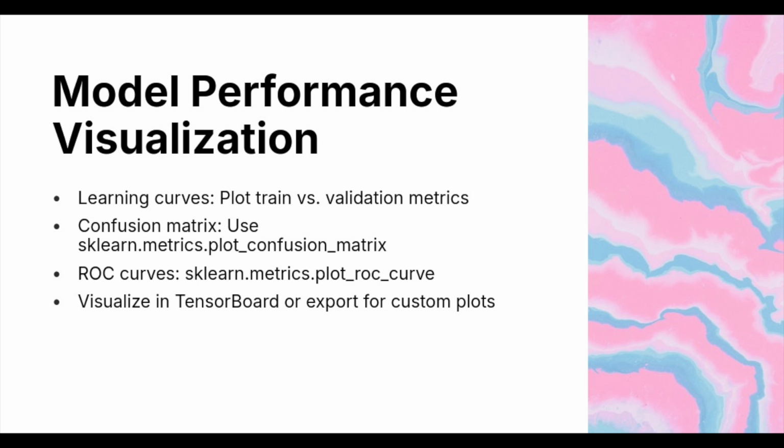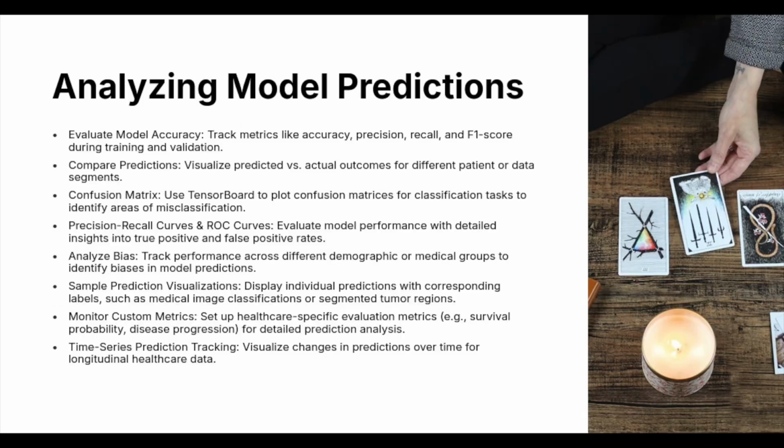And you want to visualize in Tensorboard, or you can export for custom plots. So it's important to actually verify the outcomes of your models. So you can generate all of the figures that I've talked about previously. You can also identify or analyze the bias. So you can track the performance across different demographic or medical groups to identify bias in the model predictions, which is also very important. You want to visualize some of the sample data as well.